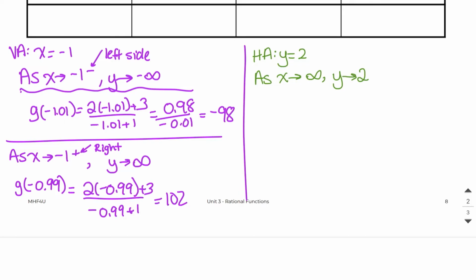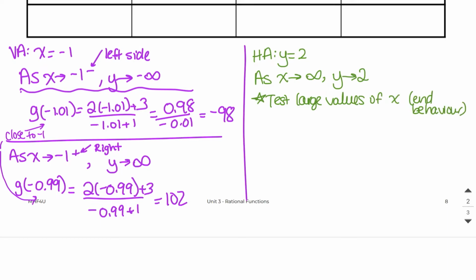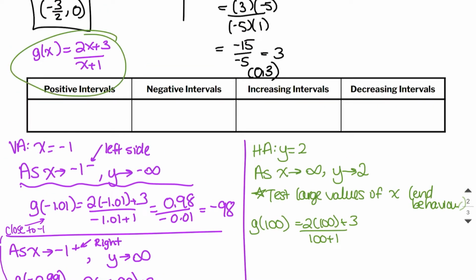So I'm going to test a really large number of x. So just a note right here, this is close to -1. And this is also close to -1. Here we're going to test large values of x, because again, we're talking about end behavior. So I'm going to choose a really large value of x. Maybe I will try 100, for example. So here I'm going to do 2 times 100 plus 3 over 100 plus 1. Again, using g of x right here.